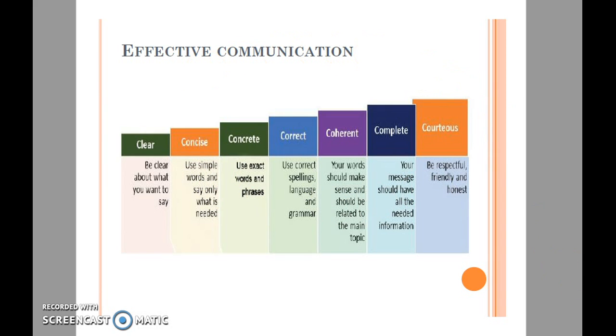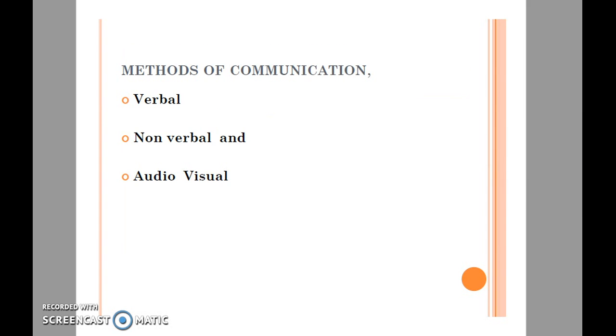Then the next one is methods of communication. What are the methods used for communication? As I have discussed in the process of communication: oral, written, and technological based. Oral and written communication is called verbal communication, and non-verbal communication is the second method, and the third one is audio visual.